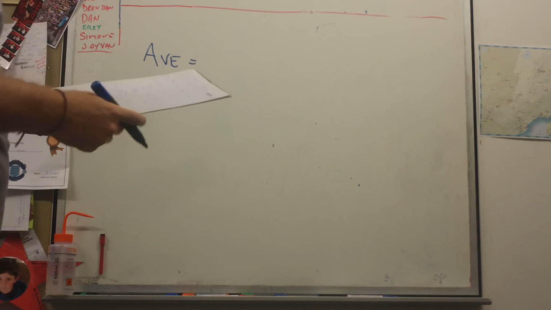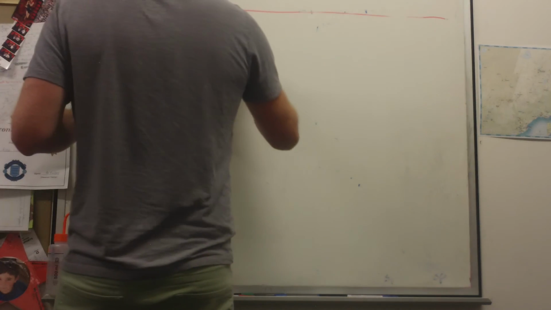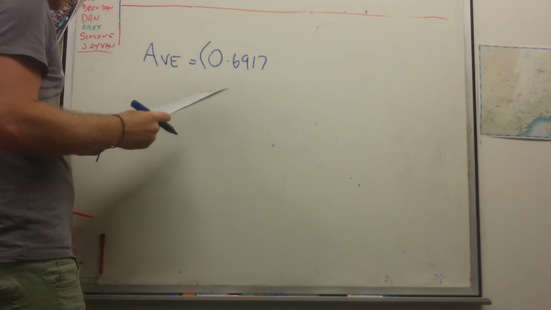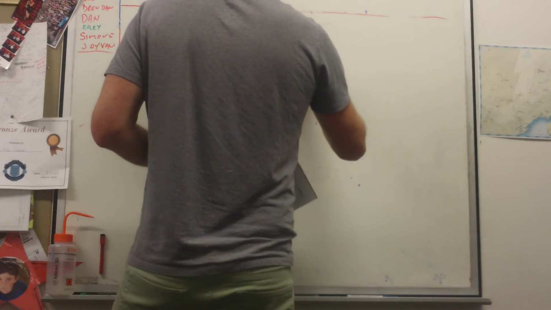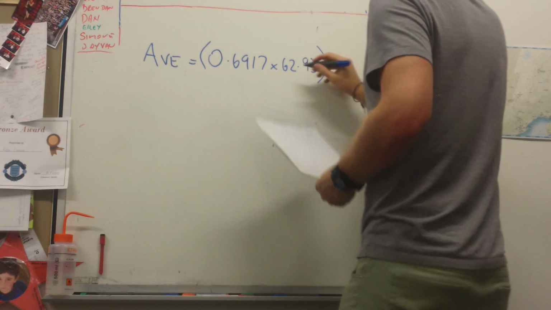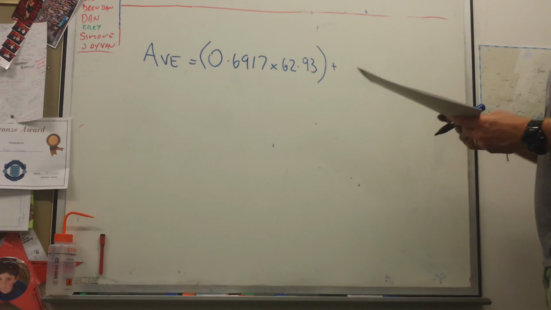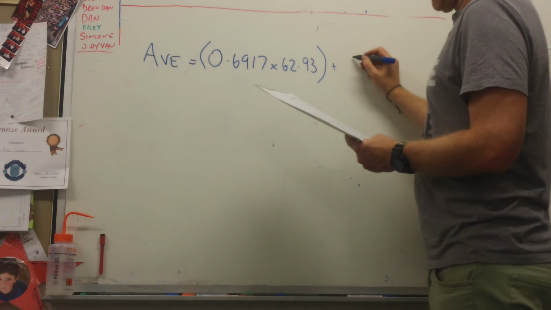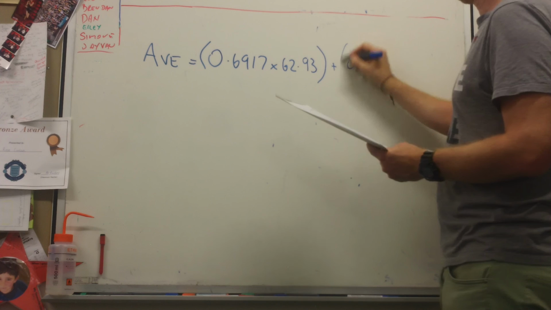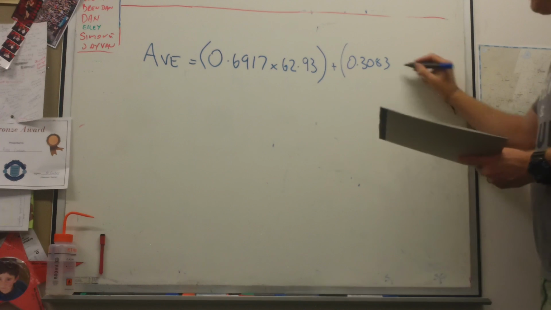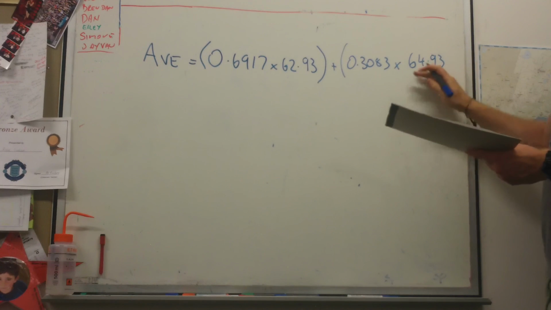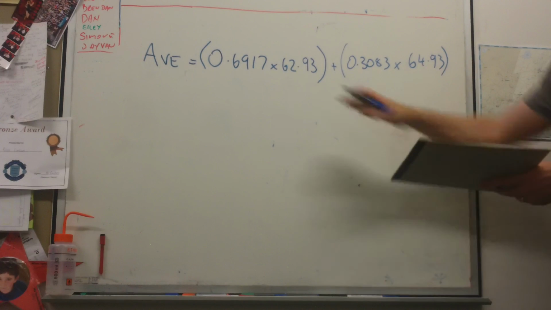Equals a contribution from the copper 63, which was 69.17% that I've converted to a fraction. That one we were told weighs 62.93 atomic mass units. That's the contribution from that particular isotope. We had 30.83%, so 0.3083, again converting a percentage to a decimal, for our copper 65, which actually weighed 64.93. We're rounding in both cases when we talk about copper 63 and copper 65.